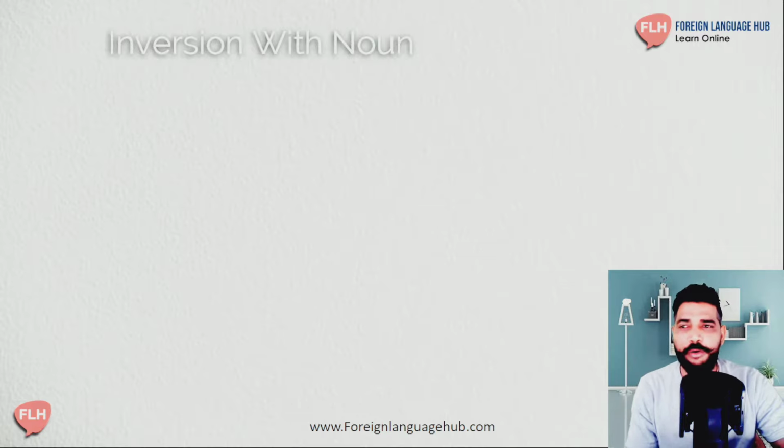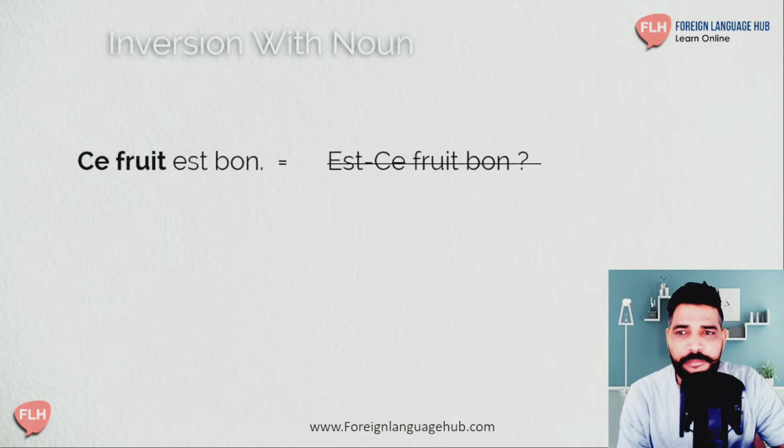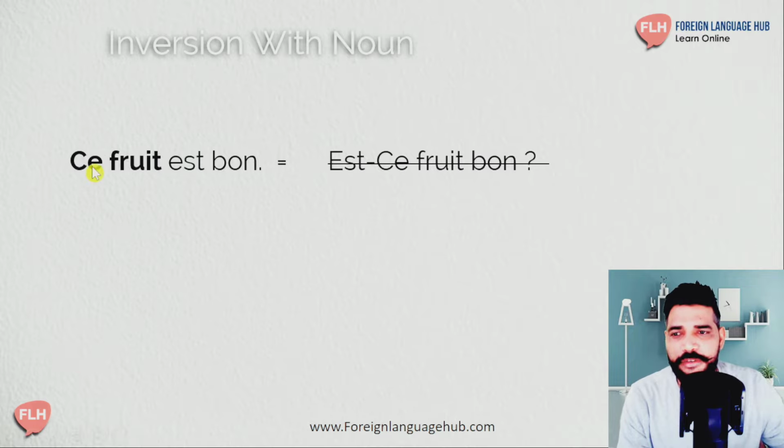Now we'll talk about how to do inversion if a sentence is starting with a noun rather than the subject pronoun. Let's have a look. Here is a sentence. Ce fruit est bon. Now this ce fruit is a noun, and after that there is a verb and then the object. In the standard case, if we were to do inversion, we would start the sentence with est, and then ce fruit bon. But that's not correct if the sentence is starting with the noun.